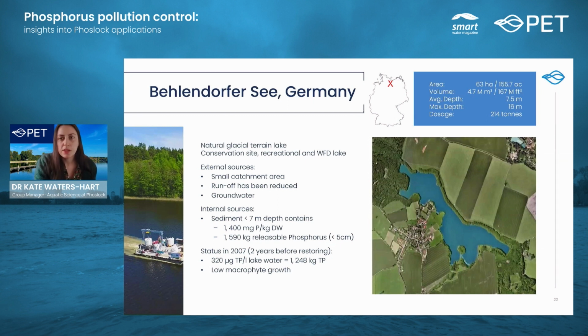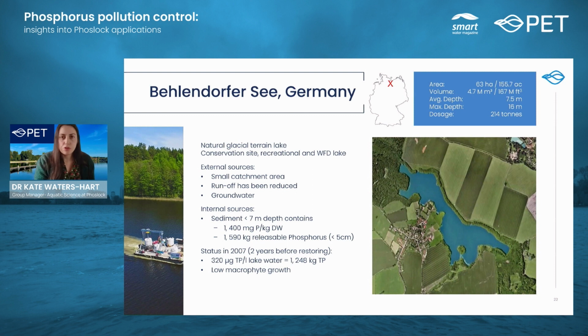Moving on to Germany, this is the Bayerndorfer See in Germany. This is, again, a recreational Water Framework Directive lake. It has a small catchment area and the runoff has been significantly reduced to this site. However, it did suffer from internal sources of phosphorus coming from the sediment, and the water column phosphorus was incredibly high prior to treatment, and the site had low aquatic plant growth.